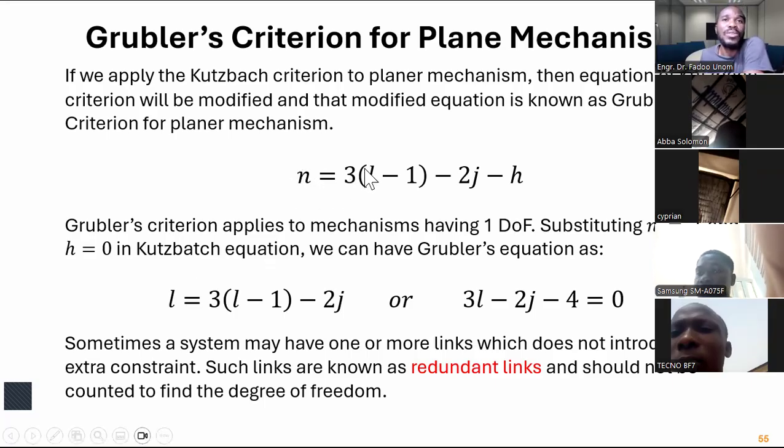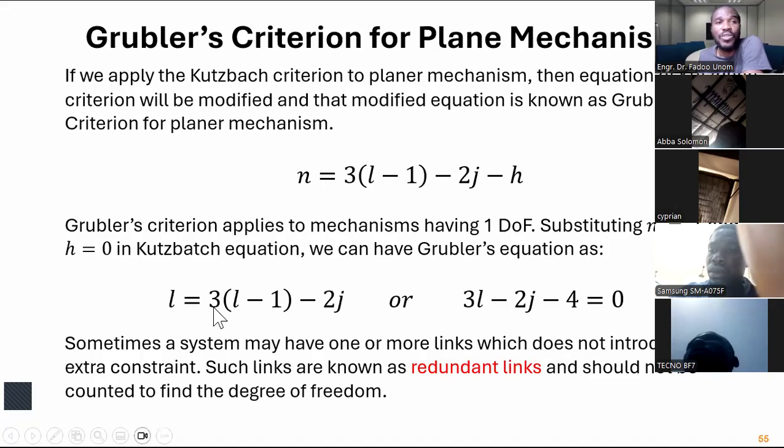1 equals 3 into L minus 1 minus 2J. This becomes 0, right? And when you rearrange that, you have this equation, because you open this bracket: 3 times L is 3L. 3 times minus 1 is minus 3, right? And then you have minus 2J.